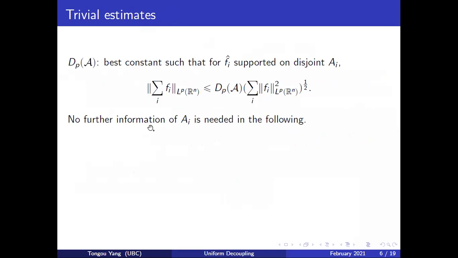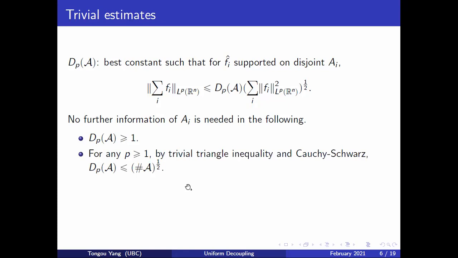Let us first check some very trivial estimates of this decoupling constant. First of all, of course, the decoupling constant is bounded below by 1, because as we know, the decoupling inequality would hold for an arbitrary collection of f_i. So no matter what f_i you choose, this decoupling has to work for that f_i. So in particular, we could choose one f_i to be non-zero and all the other f_i's to be 0. In this case, we get the trivial bound.